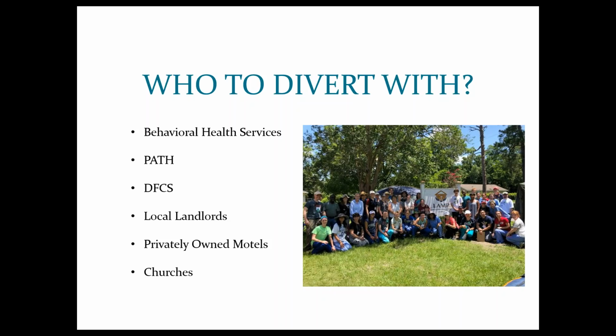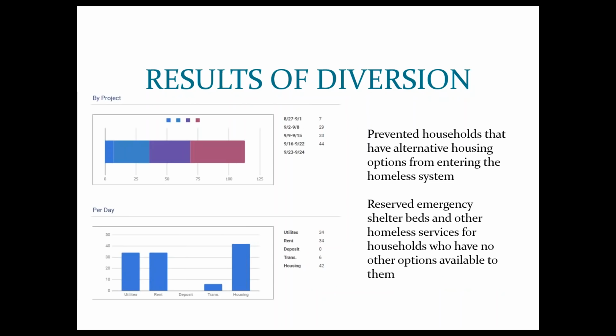Community support could be your local United Way, churches, behavioral health services, DFACs. We've even received assistance from the school system and other similar nonprofits. LAMP works a great deal with a nonprofit in our community called Project Hope, and we use them to get bus tickets, temporary hotel stays, food, etc. Use those resources that are available to you. Next slide.